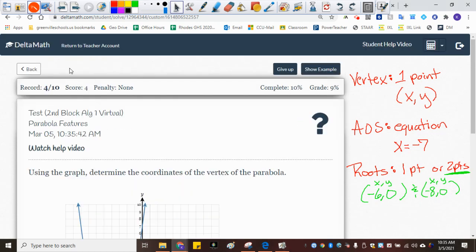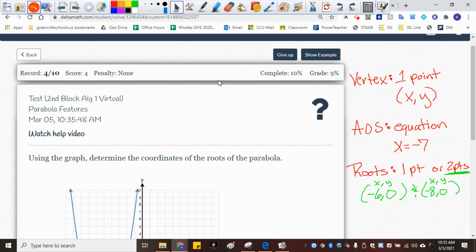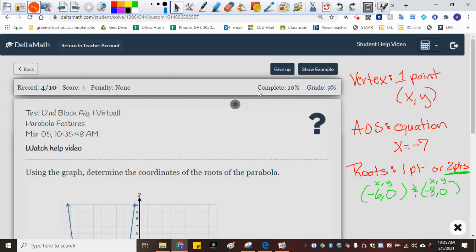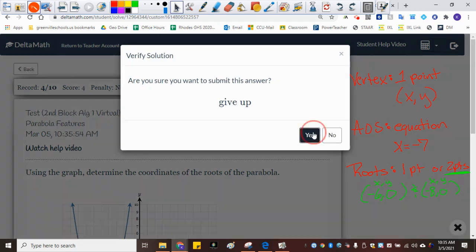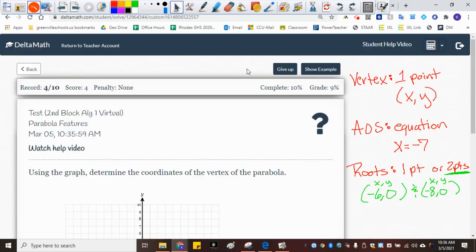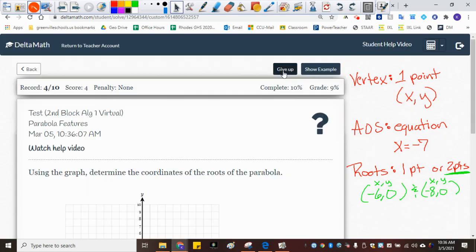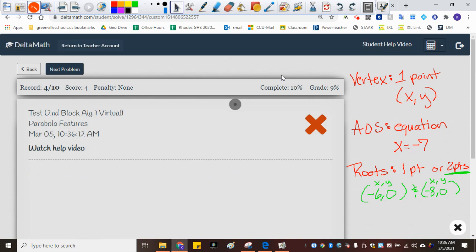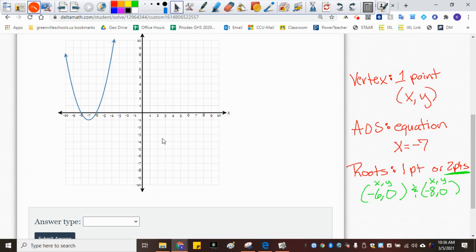Okay. Vertex. Roots. All right, I think that exhausts this category. So vertex is 1 point. Wait, let me do one that's opening up, because we did one opening down already. There we go. There's one opening up.